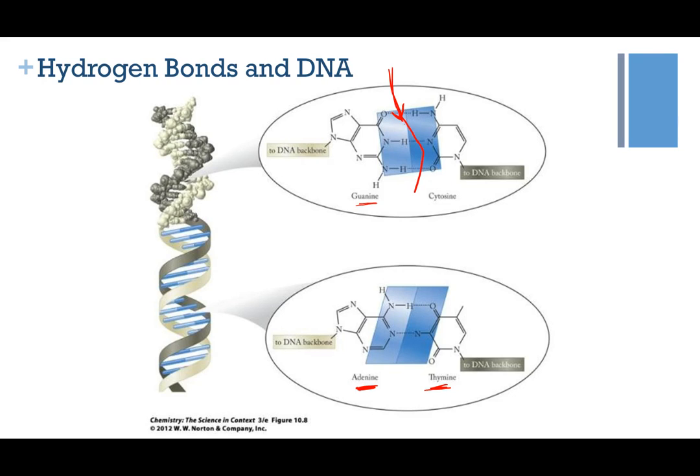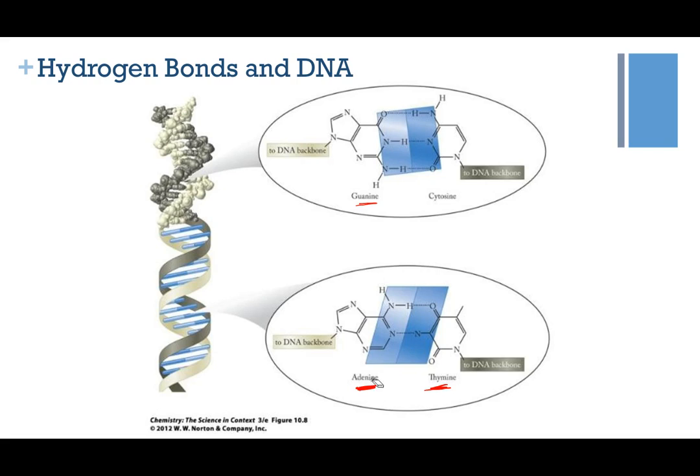So when these 2 DNA backbones unzip, if you will, what happens is it comes through here, it pulls apart those hydrogen bonds, replicates, and then like a magnet, those hydrogen bonds come back together, they stick back together. Okay.